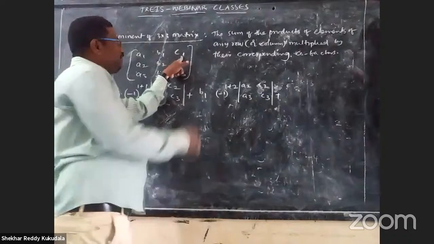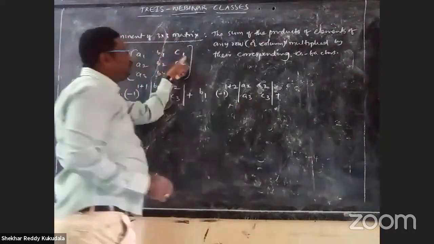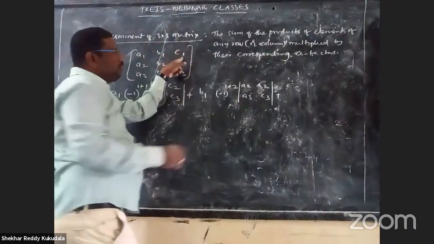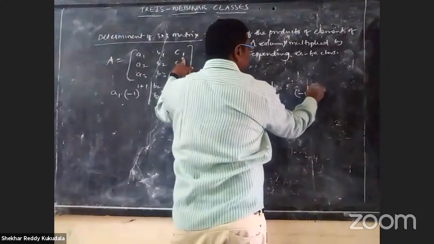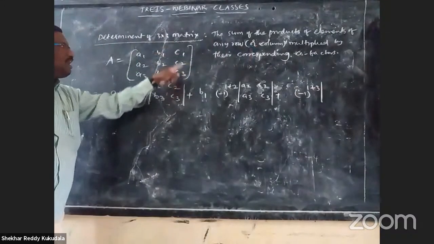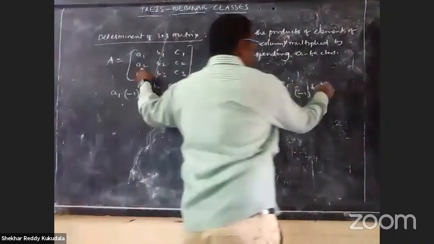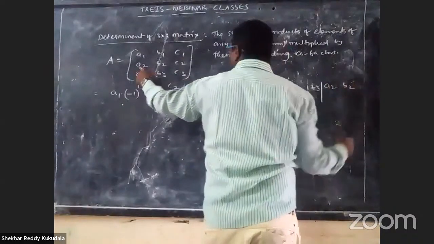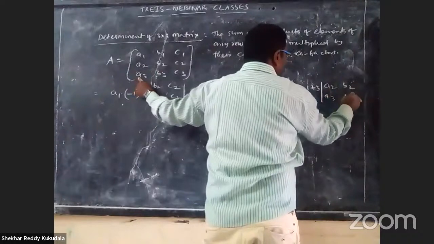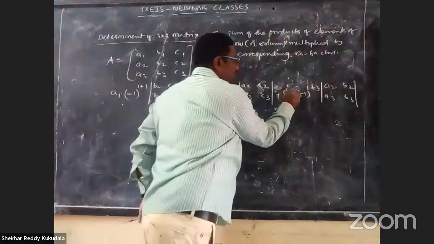the c1 cofactor we need to find. c1 is in the first row and third column. So minus 1 power first row and third column into its minor. Ignore this column and this row. This is the 2 by 2 matrix, so the determinant of a2, b2, a3, b3. This is the cofactor of c1, multiplied by c1.